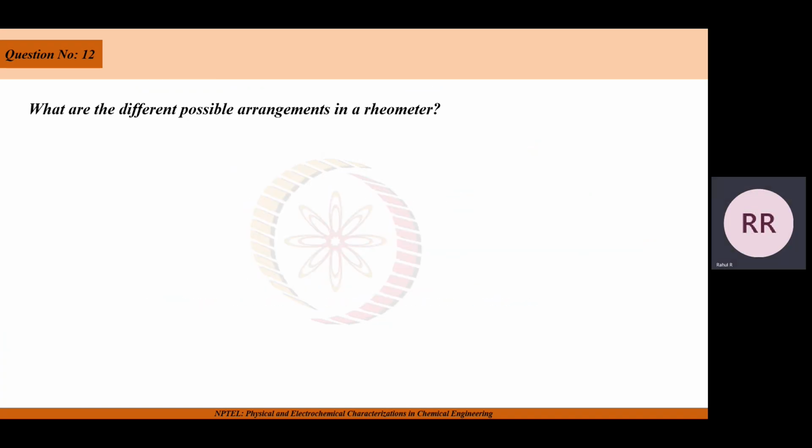So, what are the different possible arrangements in a rheometer? In a rheometer, there are different kinds of arrangements that are possible. Basically, there are four types of arrangements. If possible, try to name all of them and try to recall what sir has taught in the class. Try to figure it out, and I will discuss the answer with you in a few seconds.